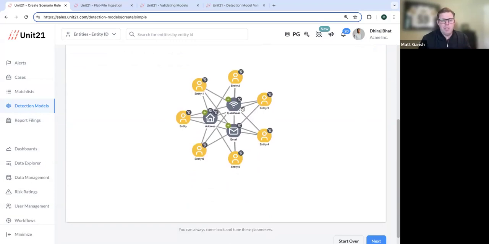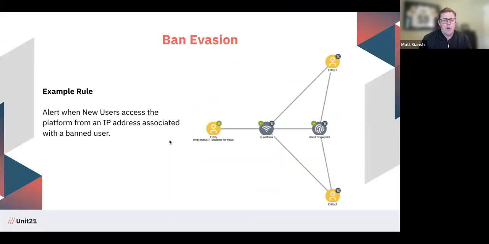We could follow through the process I just showed you, but let's go ahead and actually try to build out a third scenario. This is also something quite common that we see, and this is specifically as it relates to ban evasion. Most customers have healthy upfront KYC, but chances are after onboarding, there are not enough controls when existing users change PII or data after the fact. So in this instance, we're going to want to alert when new users access the platform from an IP address or a digital fingerprint associated with that banned user. So I'll go ahead and get that set up.